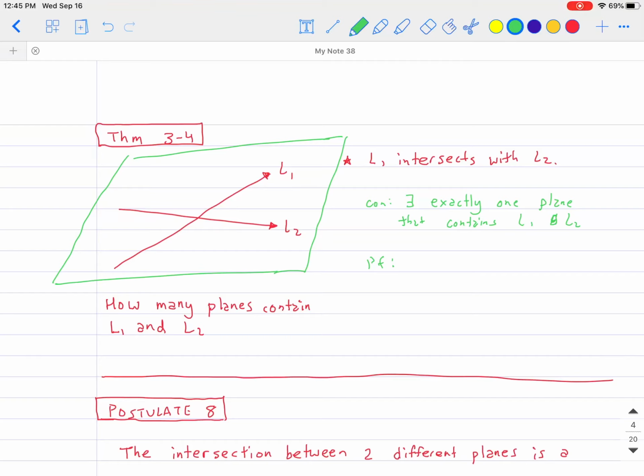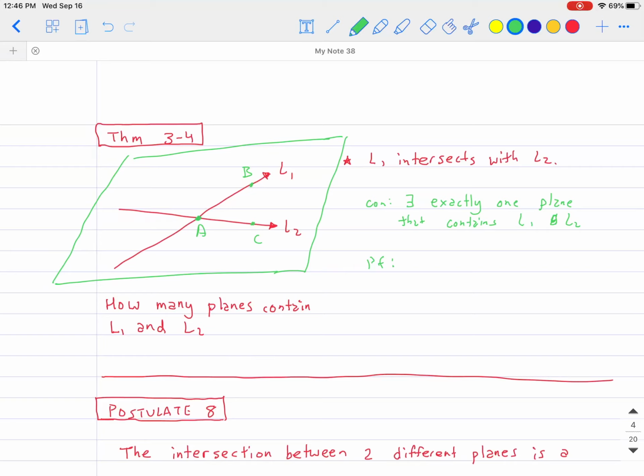I'm going to start by saying, hey, L1 and L2 intersect. The intersection between 2 lines is most likely a single point, as we pointed out earlier. Let's call that point A. Then we can say, let point B be on L1 and let point C be on L2. And I think from there, you can probably see what's going to happen.